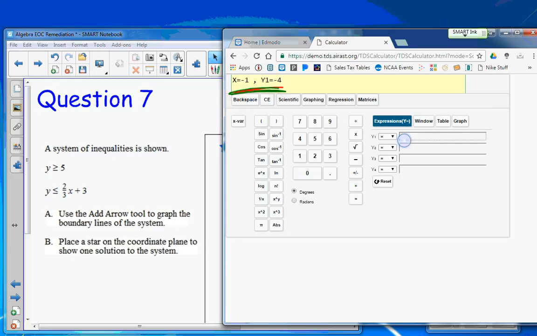There we go. Okay, so I'm going to type in 5. So I want to know what that one looks like, and then I'm going to type in 2/3 x plus 3. Since this calculator does not have a fraction button, you're going to have to use your parentheses up here. So I'm going to put in 2 divided by 3 for 2/3. And then I'm going to put in my x variable, plus 3.